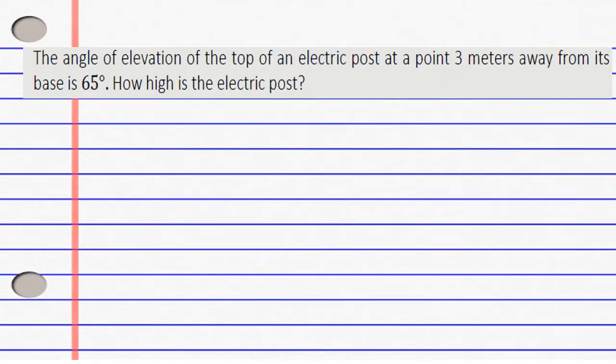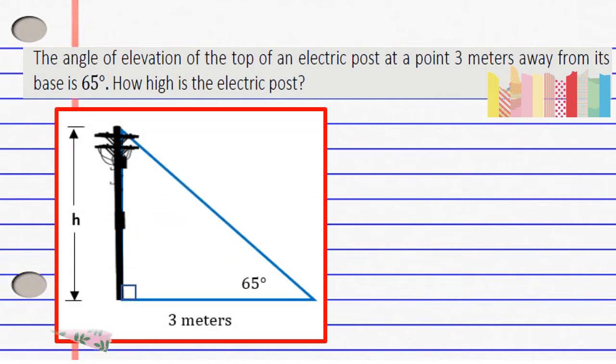The angle of elevation of the top of an electric post at a point 3 meters away from its base is 65 degrees. Now, the problem is, how high is the electric post? To determine the height of the electric post, we first draw the figure to visualize the problem. It is shown in your module. An electric post is drawn. From the base of the electric post to a certain point measures 3 meters. And when we connect the tip of the electric post and the point, an angle of elevation of 65 degrees is drawn.